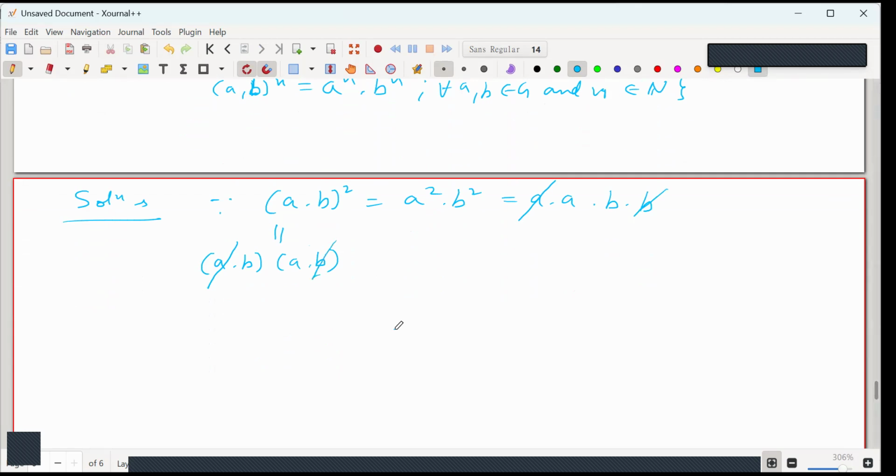Yes, sir. I'm just multiplying by A inverse on both sides from the left and by B inverse from the right. So these two B will be cancelled out, right? Clear? Yes, sir. This side will give you BA and this side will give you AB. BA is equal to AB for all A, B belonging to G, and this implies G is abelian.